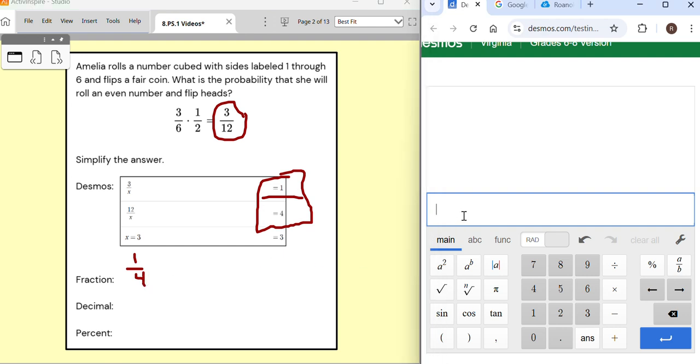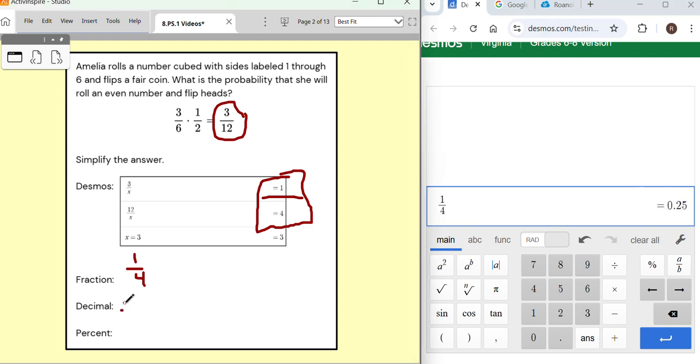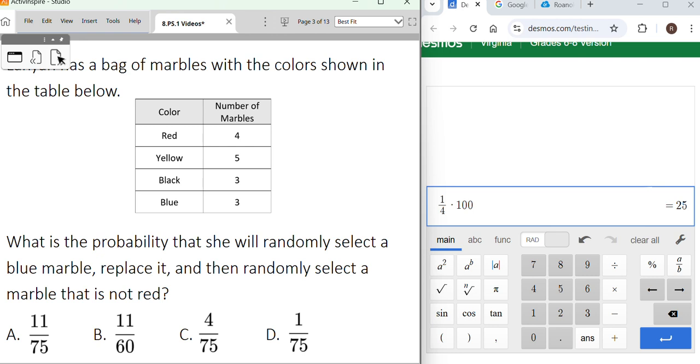Now, to make it a decimal, you simply put it in Desmos, and that would give you 0.25. Now, if you're comparing the probability of two events, you would want to make it a percent by multiplying by 100, because then it's much easier to determine what the highest probability is. So that would give you 25%. Okay, so that's the 3 different ways that you may be asked to show an answer for probability.